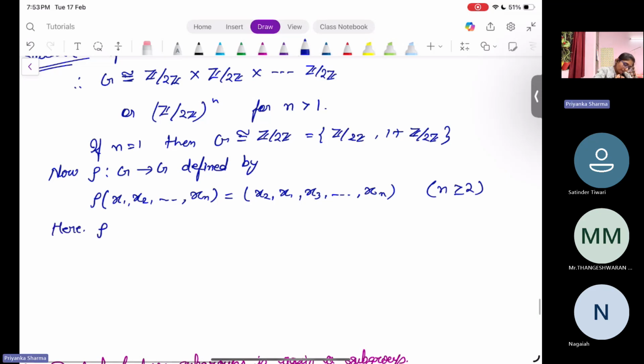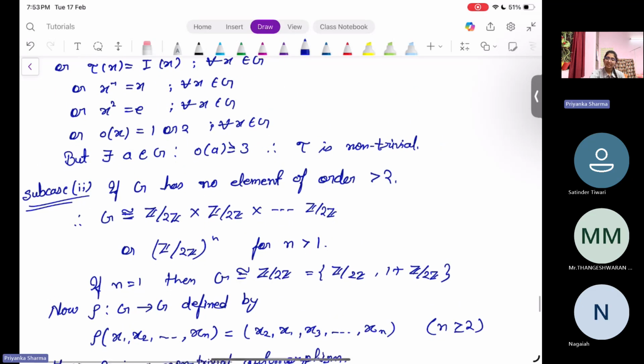So this map rho is a non-trivial automorphism. So we get a non-trivial automorphism in each case. So the statement is true. Is it clear?